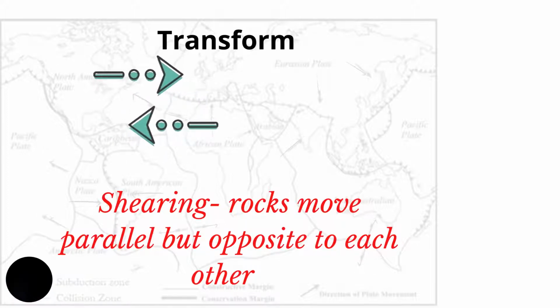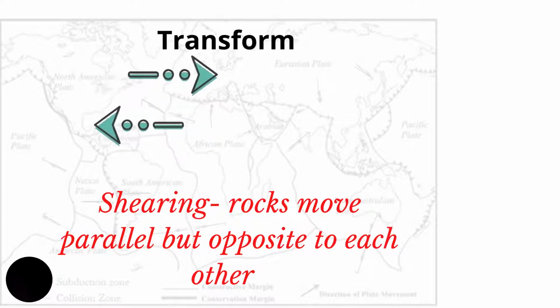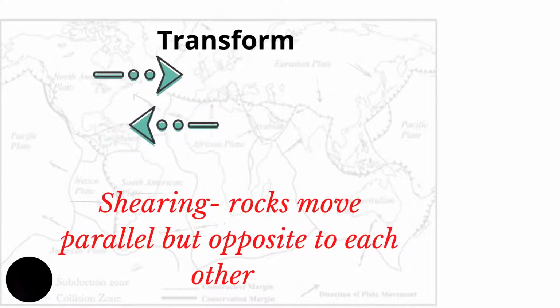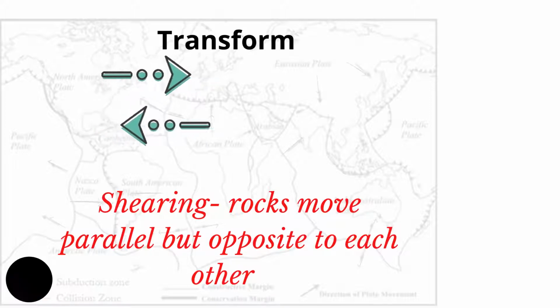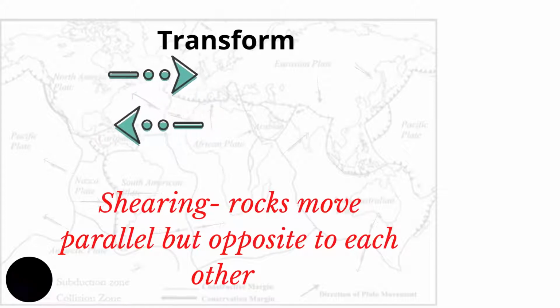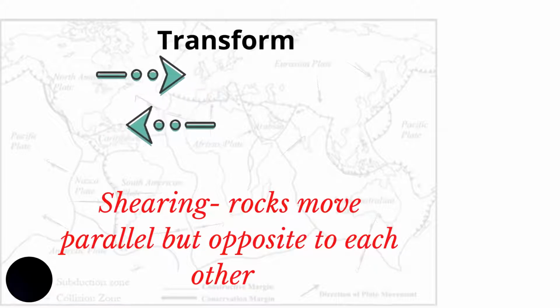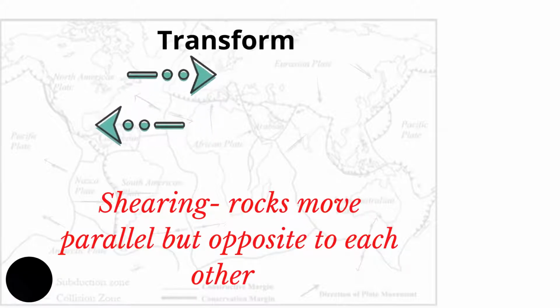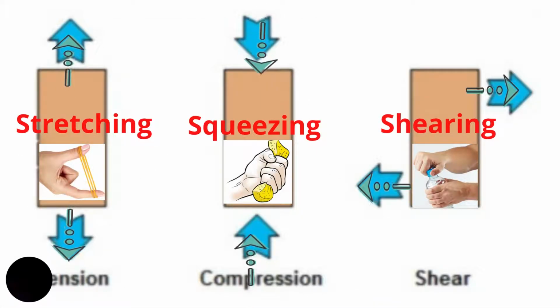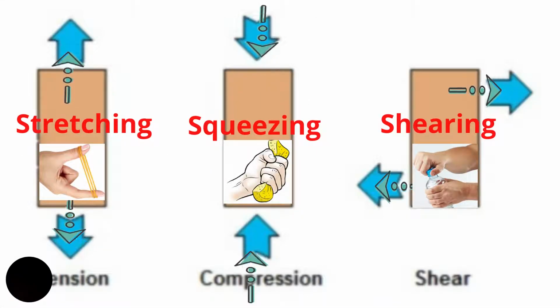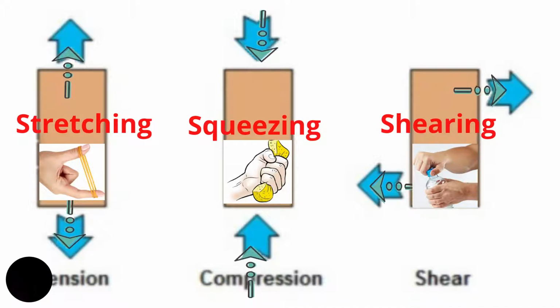At a transform plate margin, where the plates are sliding past each other, shearing stress occurs. Shearing stress involves rocks moving parallel to each other but in opposite directions. And these different stresses occur in our everyday life.